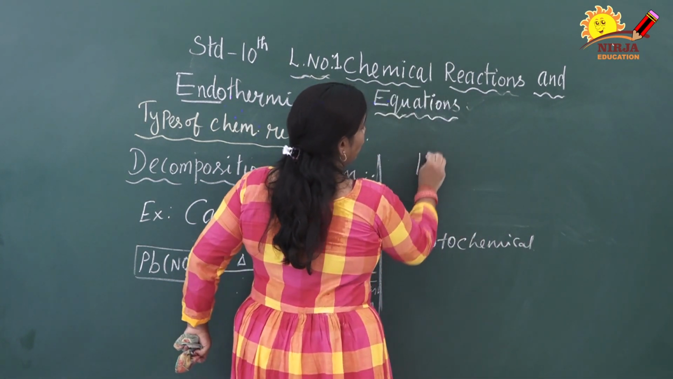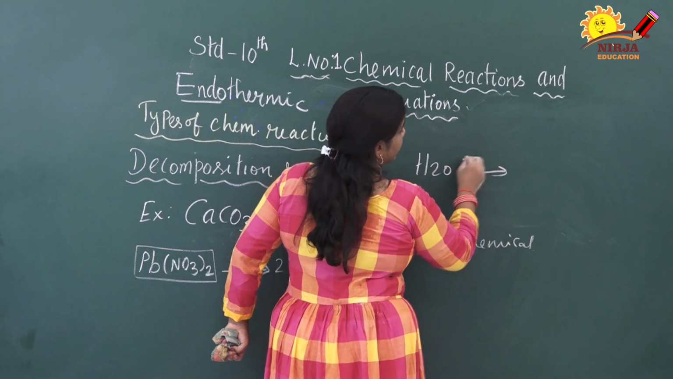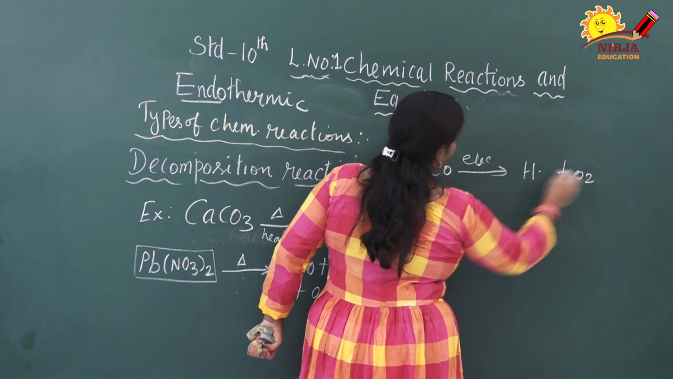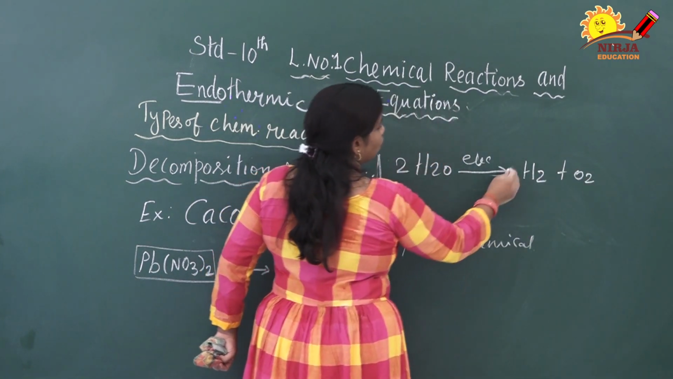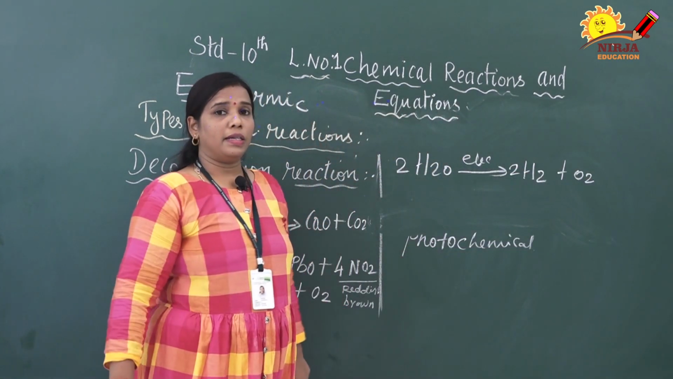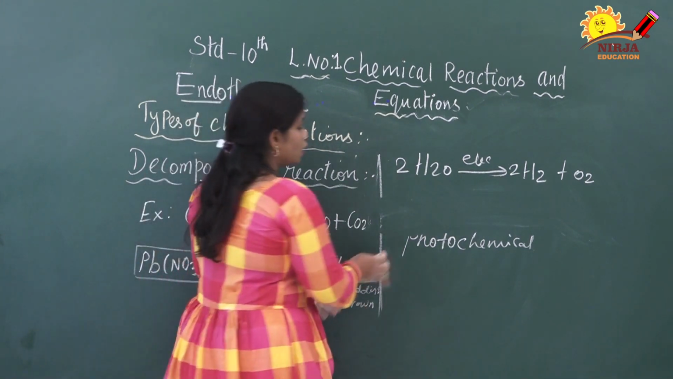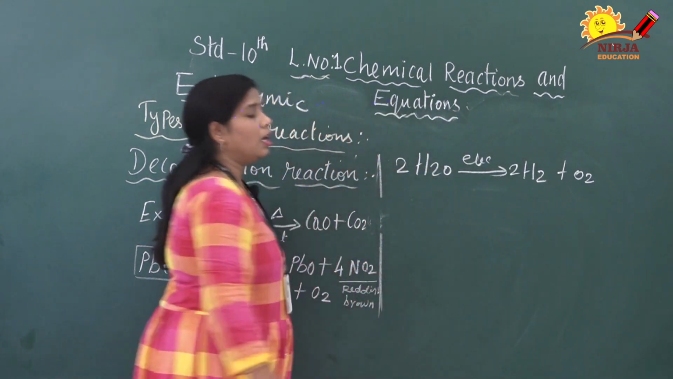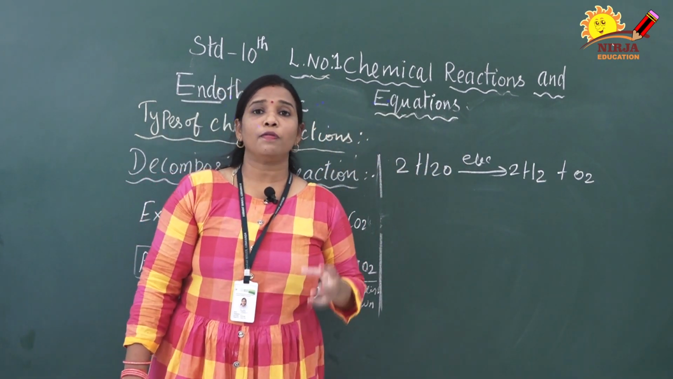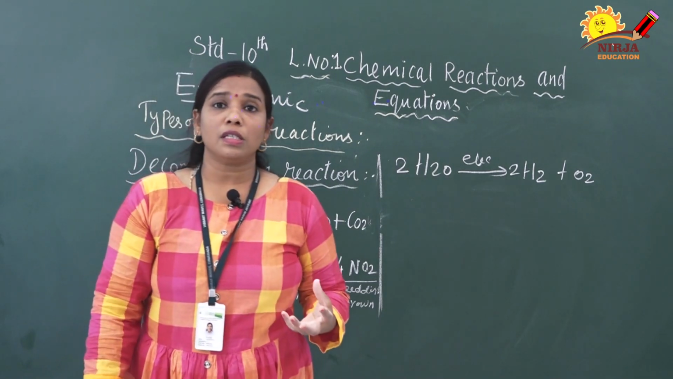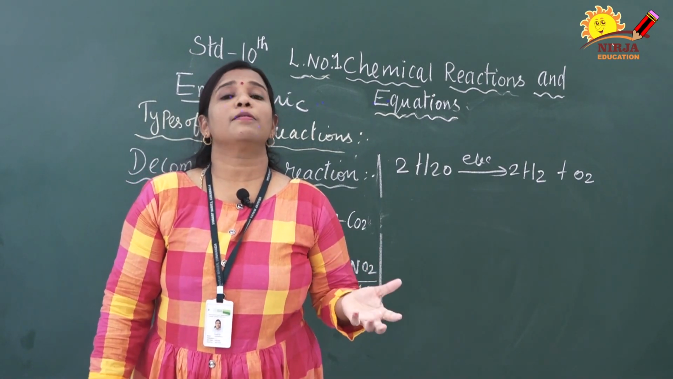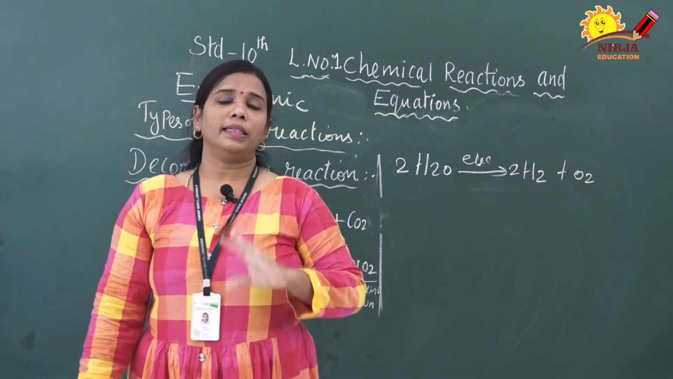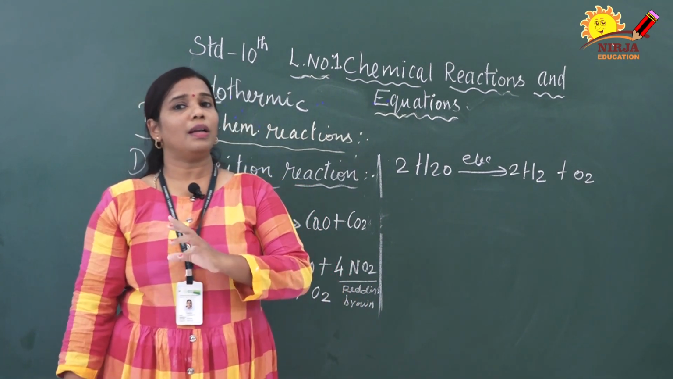Again I write, water, when we pass electric current, is converted into hydrogen and oxygen, but we have to balance the equation. So this is the balanced one. Clear? So next one is the photochemical reaction. What is meant by a photochemical reaction? Photo means light. With the help of sunlight, that substance changes into another substance. So the chemical reaction happens due to sunlight. That reaction is called a photochemical reaction.